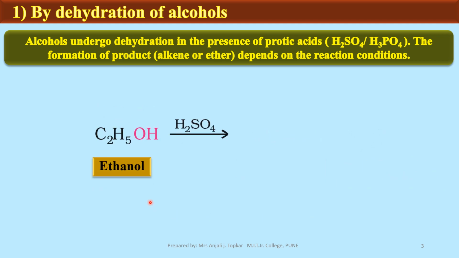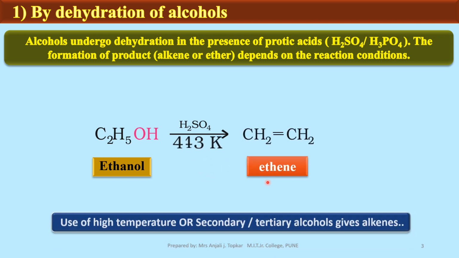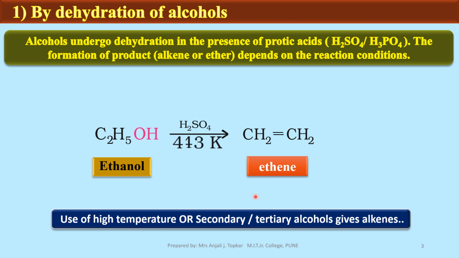When ethanol is treated with H2SO4 at 443 Kelvin, formation of alkene takes place, that is ethene. Use of high temperature or secondary or tertiary alcohols gives alkenes.